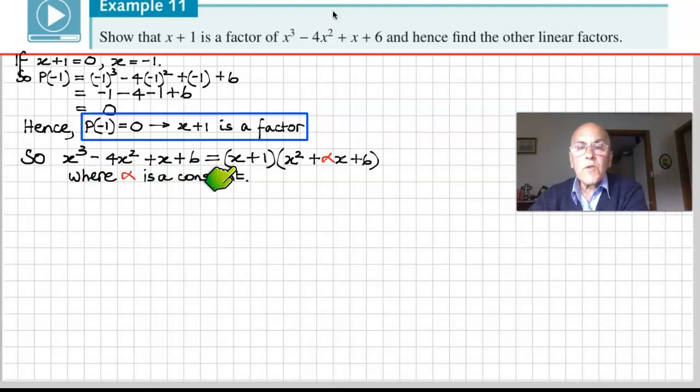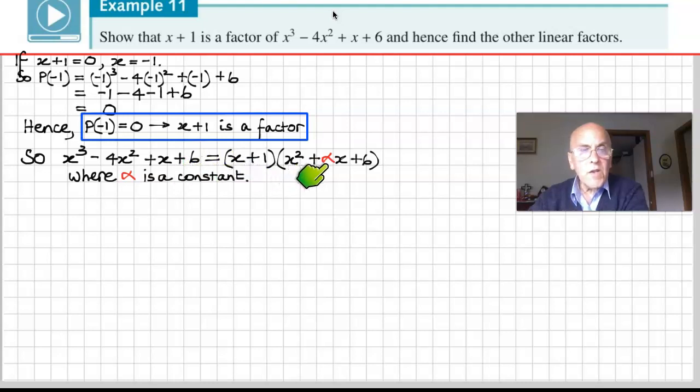plus 6 is equal to x plus 1, a linear factor, times some quadratic, okay, to get back to the cubic. Linear times quadratic gets us cubic, and I also know that the leading term here, the x cubed term, comes from the multiplication together of the two front terms in the bracket. So therefore that has to be an x squared term. I also know that the back term here, the constant term, comes from multiplying the right hand constant terms in the brackets. So therefore this has to be a plus 6 to make 1 times plus 6 getting 6.